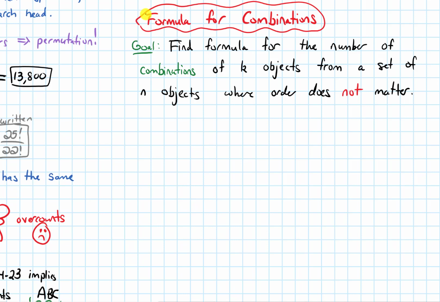In this video, we will talk about finding a formula for the number of combinations in general. So I want to begin with that goal. We're trying to find a formula for the number of combinations of k objects from a set of n objects where the order does not matter. So I want to begin by labeling our set of n objects.